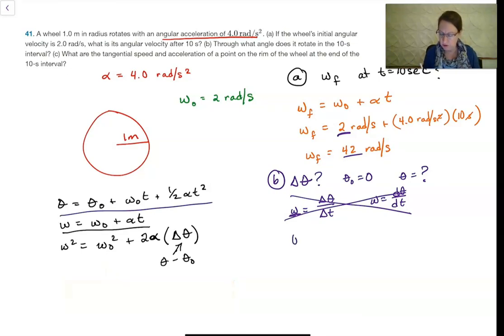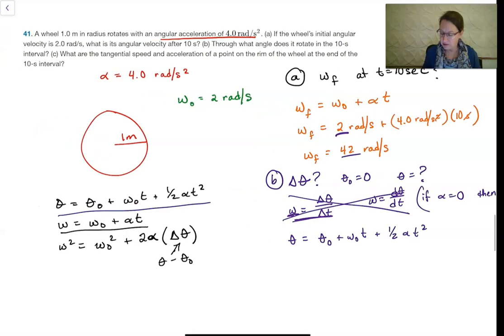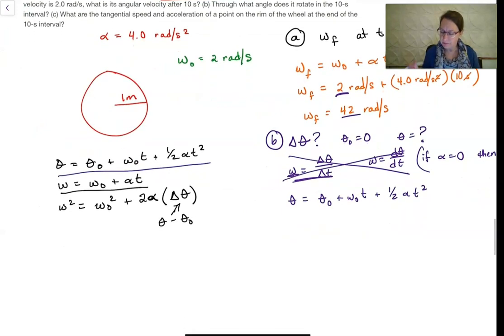I'll just use the first equation. Theta is equal to theta naught plus omega naught t plus 1/2 alpha t squared. Notice that if alpha equals 0, then we can go back and use this equation where we just take our omega times our t, and that tells us what the angle is. Right, so if alpha is 0, then we can use omega equals delta theta over delta t, okay? But alpha is not equal to 0, so we've got to use one of these other equations.